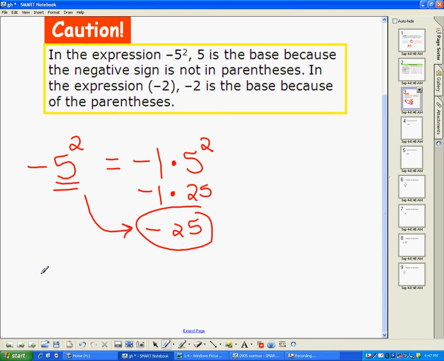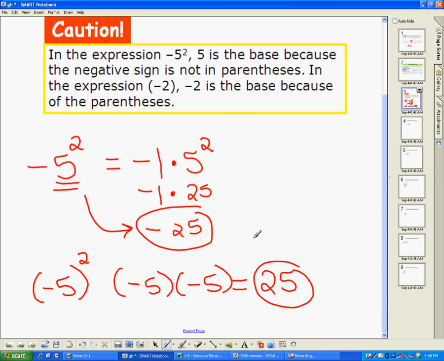If I want the base to be negative, I need to put the negative sign inside parentheses with the number. So if I wanted to do negative 5 squared with a negative base, it would look like this, and since the negative 5 is in parentheses, that means the base is negative 5, and that's what is repeated. So this is negative 5 times negative 5, which is positive 25. So that's what this is saying right here. In the first expression, 5 is the base because the negative sign is not in parentheses. In the second expression, the negative 5 inside the parentheses is the base because of the parentheses.